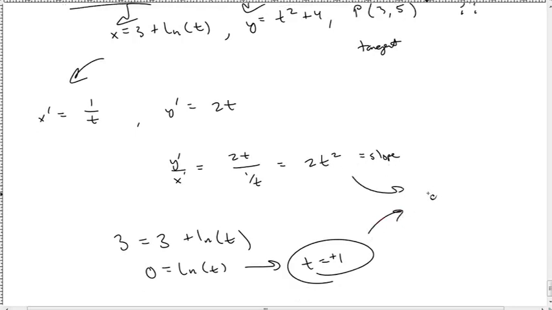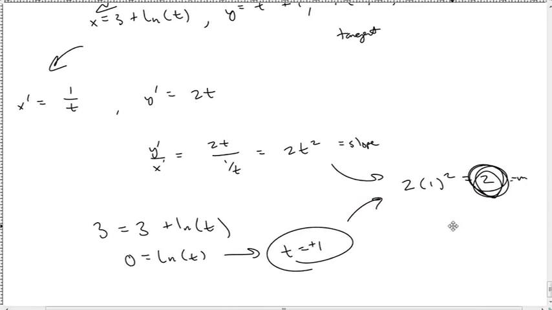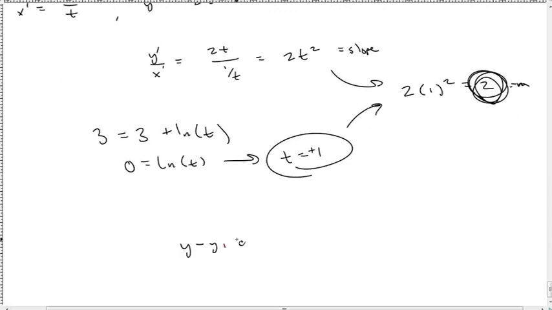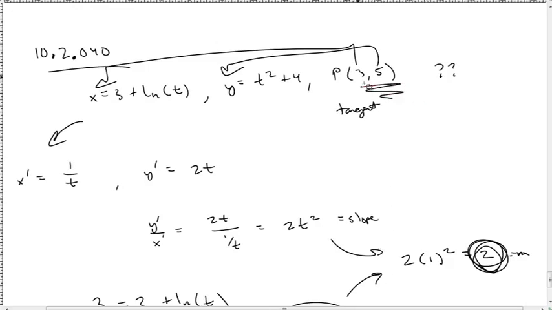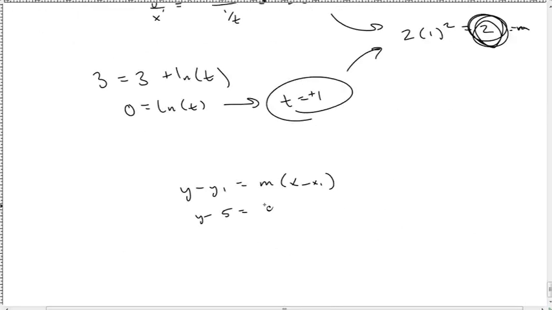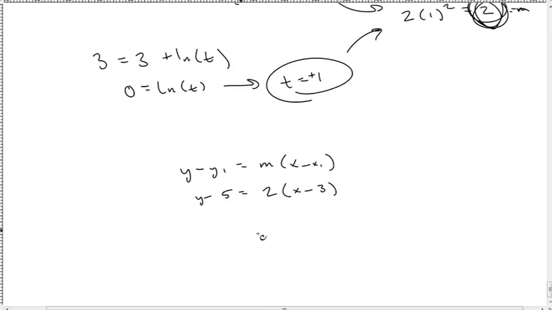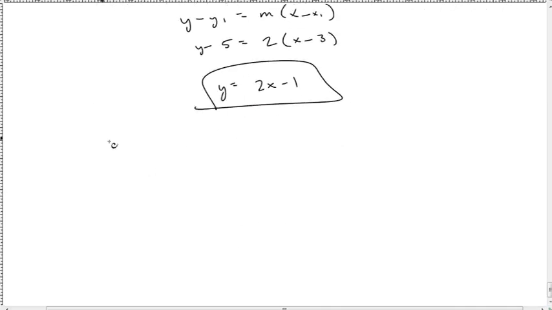And so I'm going to plug in the 1. 2 times the 1 squared is 2, and that's my slope. That's my m slope. There you go, m. And so going down, y minus y1 equals m times x minus x1. My y value, again, was a 5, if you remember back right here. That's x1, y1. And then I got a 2, and then x minus 3, and that's basically done. But if you want to simplify it down a little bit, it looks like this. And you're done. That's it.